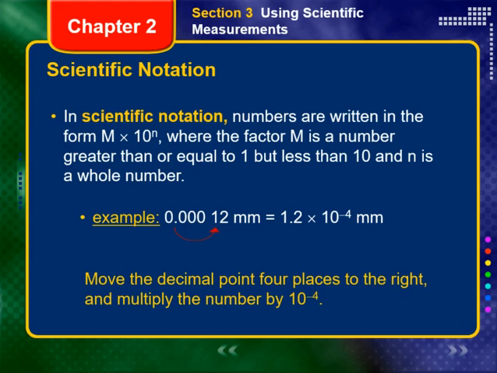Suppose you are expressing a very small quantity, such as the length of a flu virus. In ordinary notation, this length could be 0.00012 millimeters. That length can be expressed in scientific notation as it is on the screen here. 0.00012 millimeters is equal to 1.2 times 10 to the negative fourth millimeters. We move the decimal point 4 places to the right and multiply by the number 10 to the negative fourth.